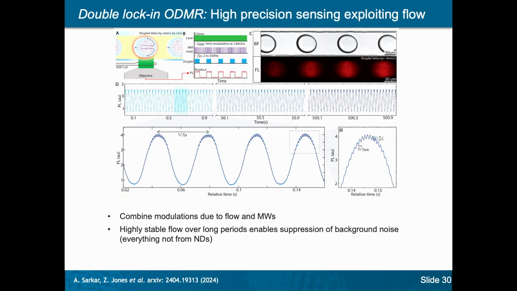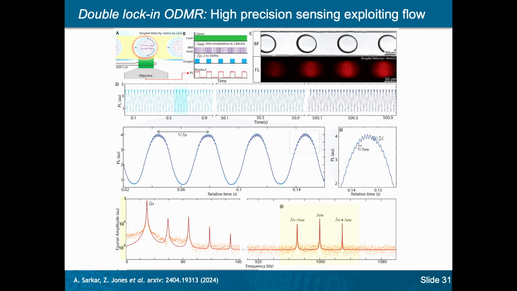And on top of the droplet flow, what we're going to do is apply microwaves at this fixed transition that I told you about. And so you can see that on this photoluminescence, on top of this droplet coming in and out, we have these little wiggles. And these wiggles are actually the nanodiamond photoluminescence getting modulated by the microwaves. So essentially, we have two sources of modulation that are applied simultaneously, one because of flow and one because of microwaves.